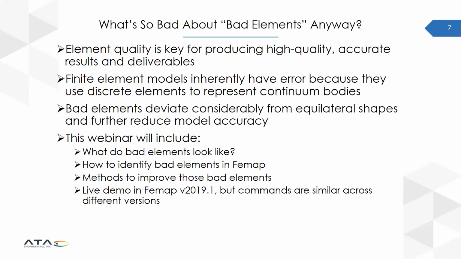So in today's webinar, we'll go over what these bad elements look like, how to identify them in Femap, how to improve them in Femap, and then at the end, I'll give a quick demonstration in Femap. I'll be using version 2019.1, but I've done similar things in Femap 11 and Femap 12. For the most part, these commands are pretty similar across versions, but there might be slight differences. Let us know if you run into any issues.